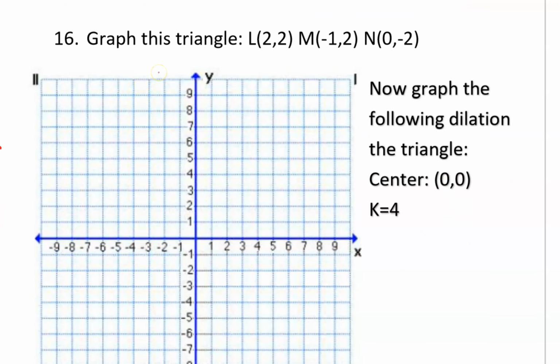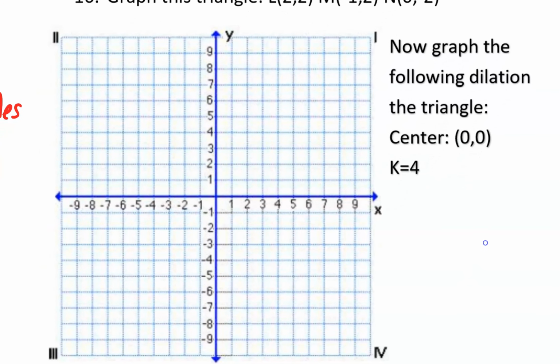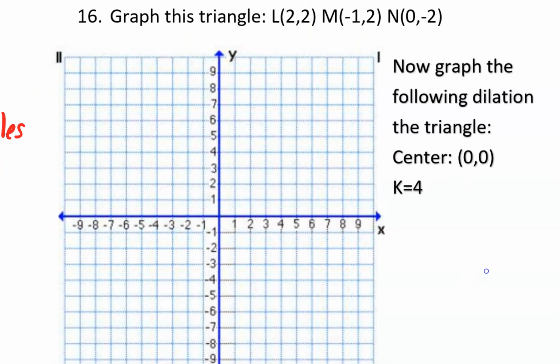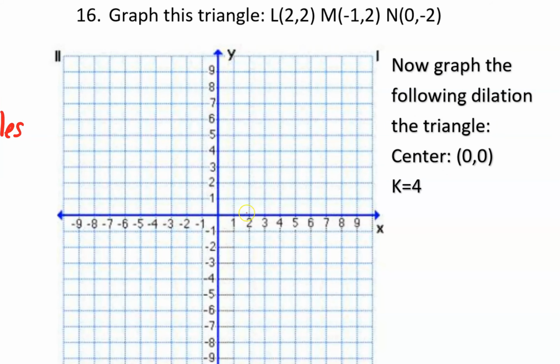All right, now we got to graph. So graph the triangle. There's L, 2, 2. M is -1, 2. O is 0, -2. And graph the dilation. So I'm going to take each point and dilate it from the origin. So that's helpful. That's easier to do.